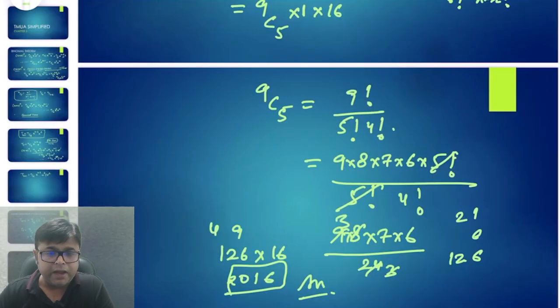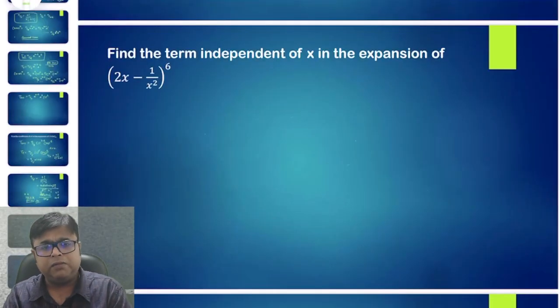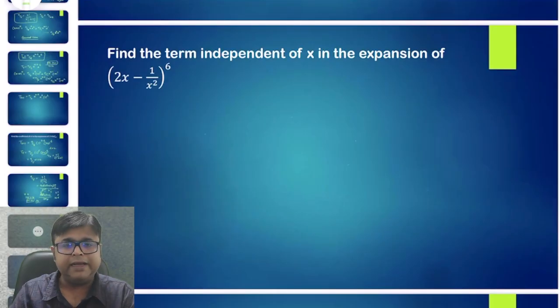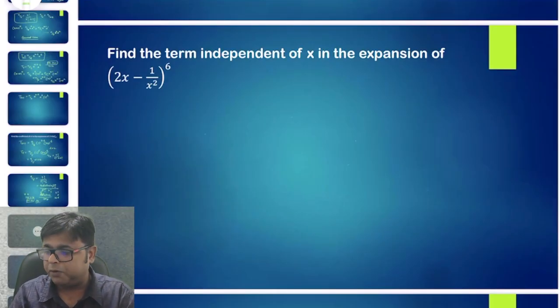So this is how we can find the coefficient of a term in a binomial expansion, right? I hope you have understood this. Okay, now let us look at this problem. This problem is very important. It has come numerous times in TMUA, right? So let's understand the process of it.